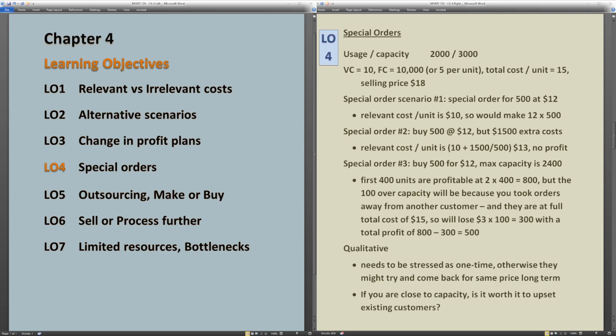Now, we have 4 different scenarios: special orders, outsourcing, sell or process further, and limited resources. Now, for each of these, I'm going to give you kind of the vanilla way to look at it, and then look at 1 or 2 or 3 complications that would change the analysis or how they would affect the analysis. And I found those to be the same couple of complications that every textbook uses.